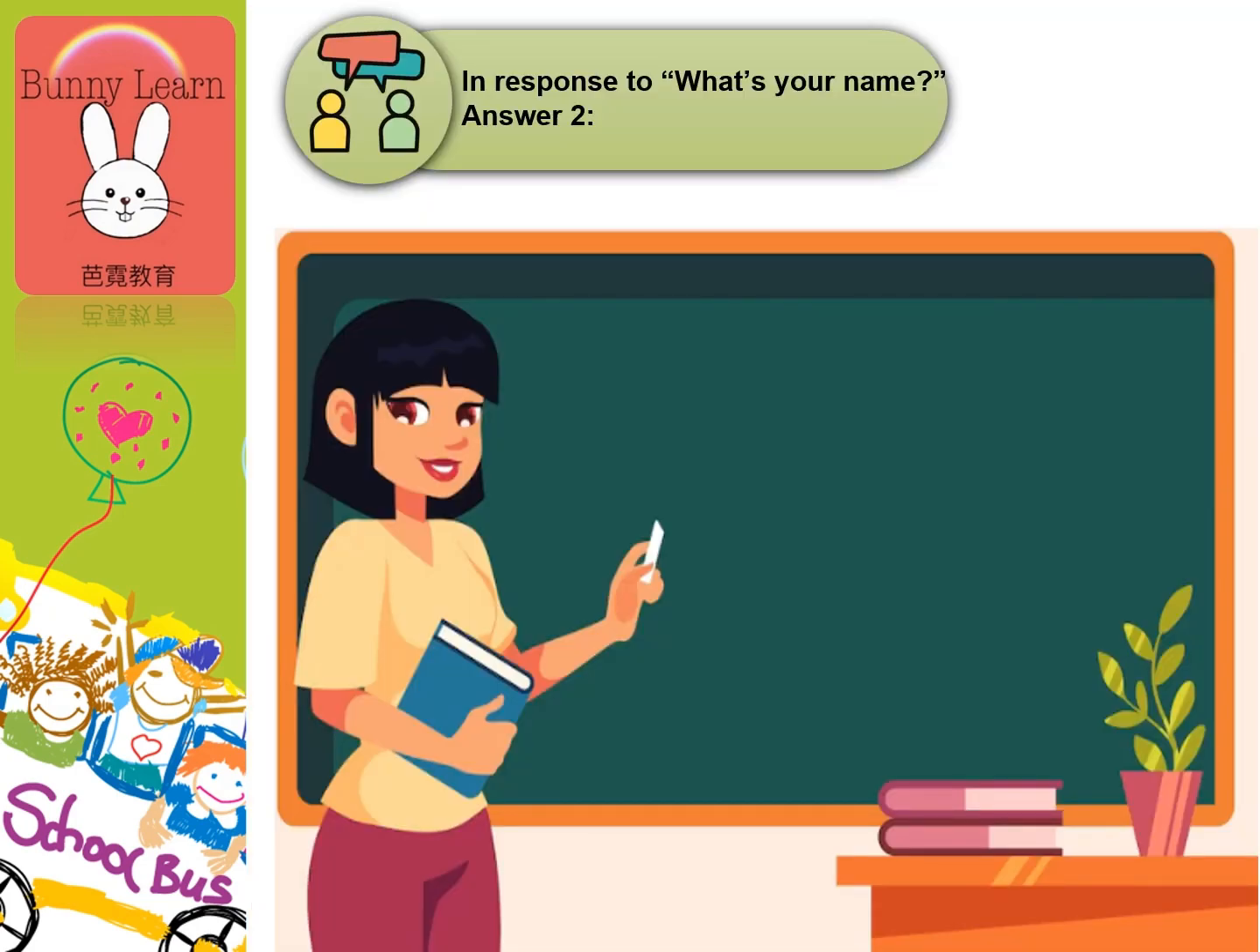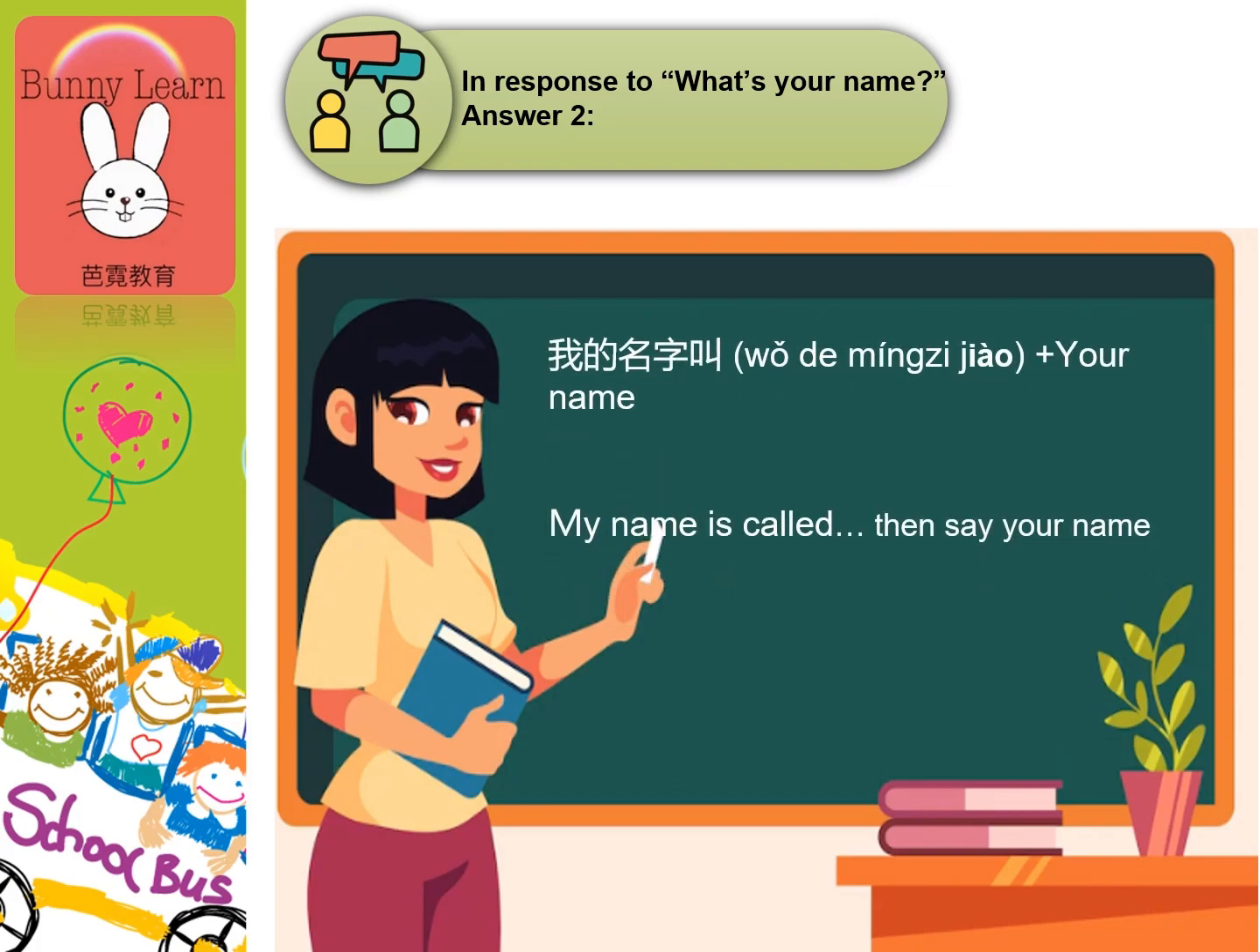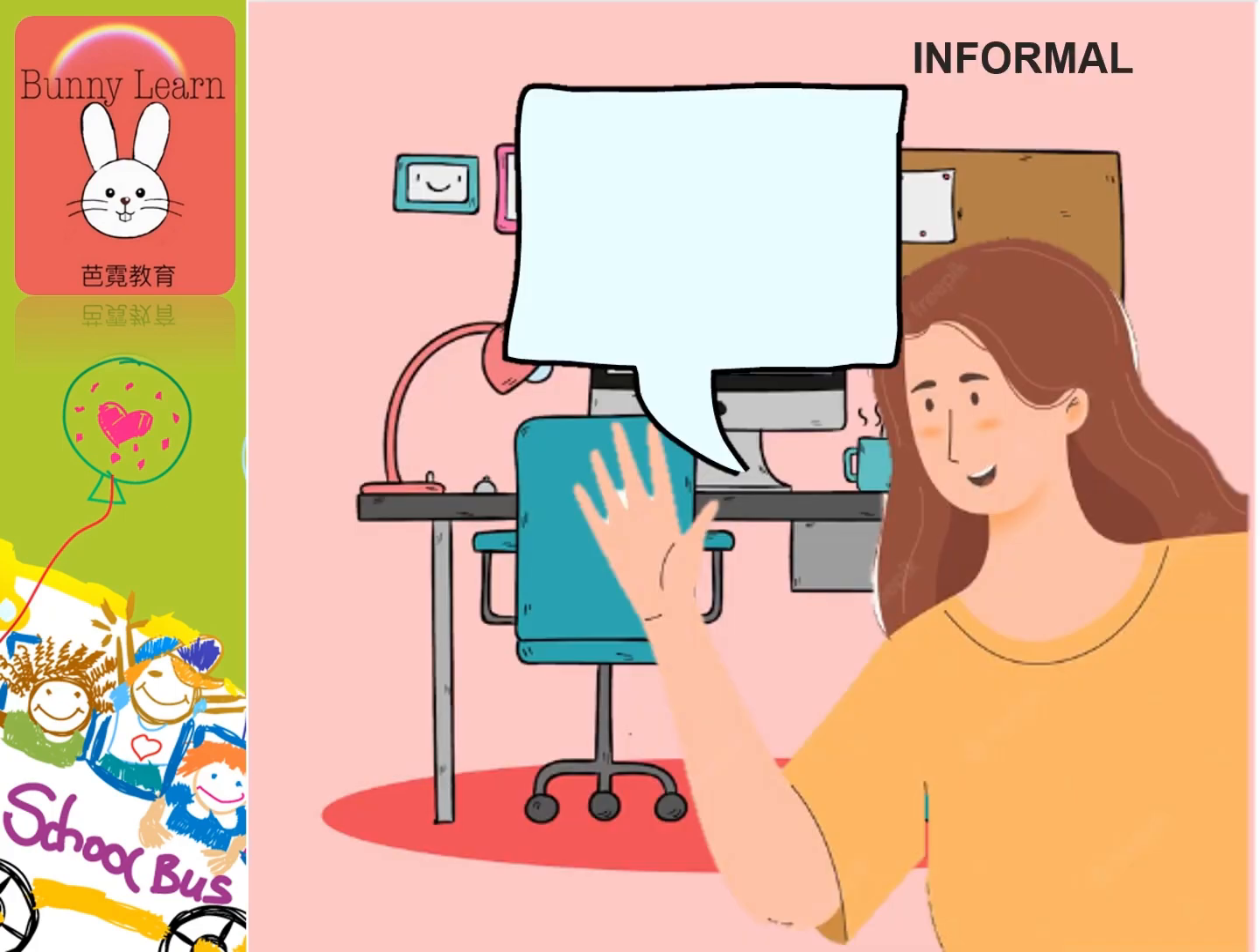Number 2. 我的名字叫. Once you're feeling confident, you may expand the sentence a bit. This adds a formal element to your name introduction. And again, you have the option to include your full name or just your first name in the answer, depending on the formality of the meeting. Let's practice. 我的名字叫 Jane. My name is Jane.